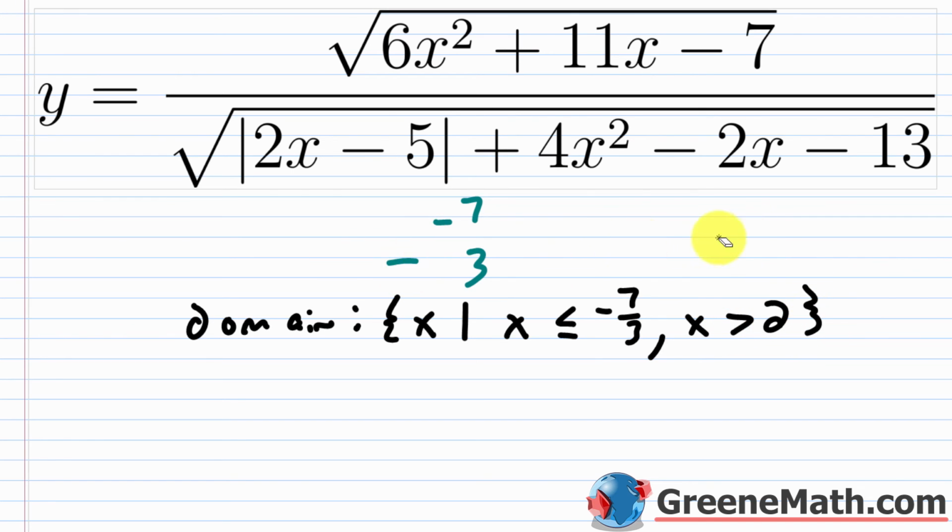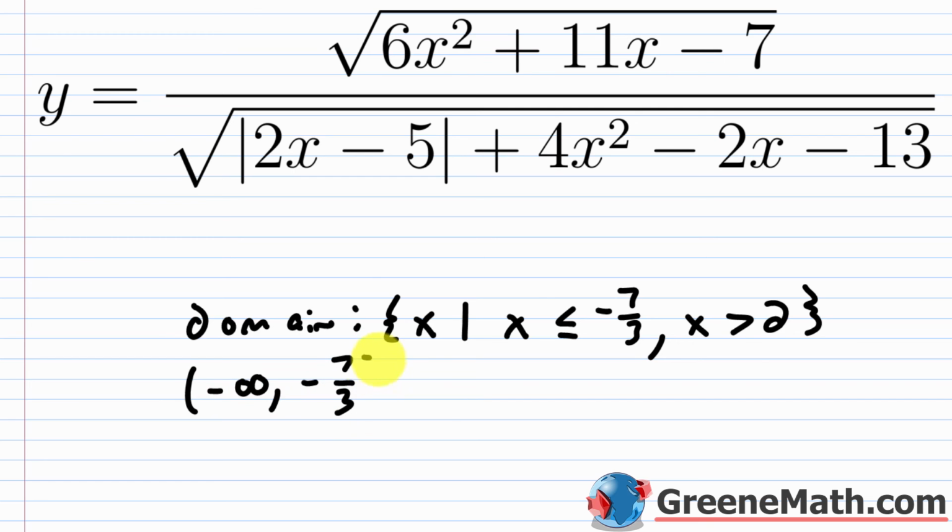Okay, if you want to write this in interval notation, we'll go ahead and say that coming from -infinity, going up to and including -7/3. So you want a bracket here. And then the union with, it could be anything larger than 2. So 2 would be excluded, anything going out to +infinity.